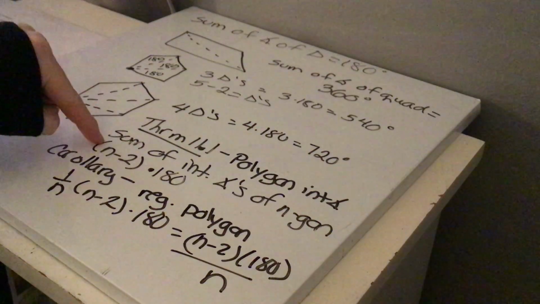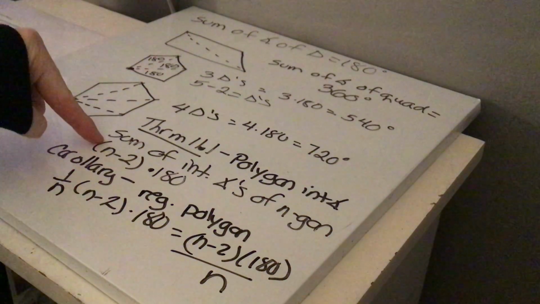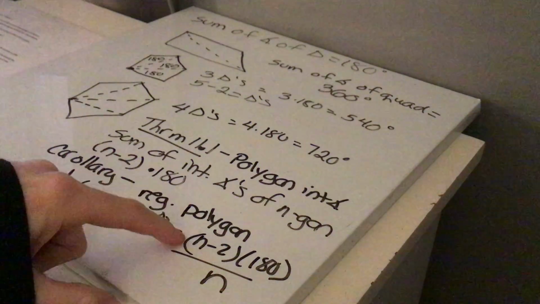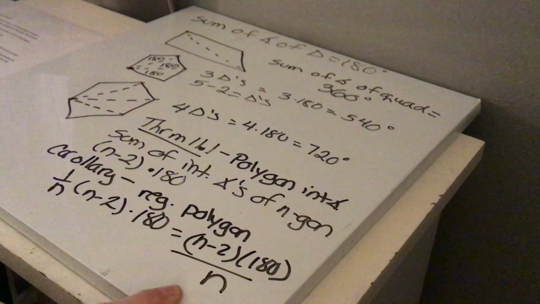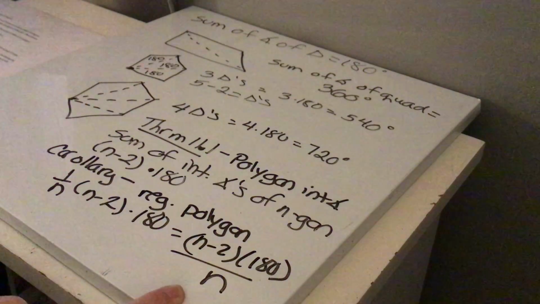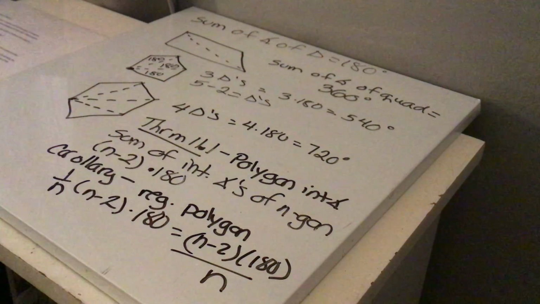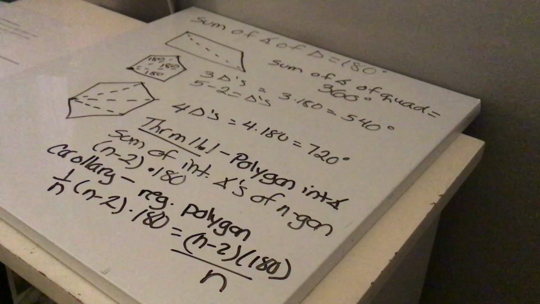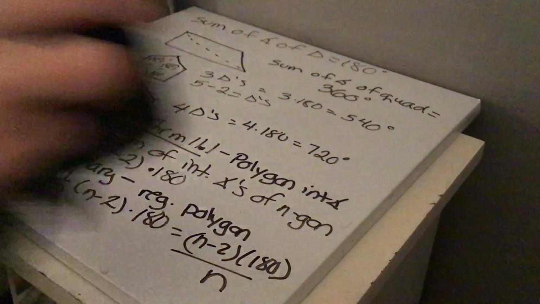Okay, because the sum of the polygon is n minus 2 times 180. But then if it's regular, all angles are the same. So you take the sum and divide by the number of sides or the number of angles, and you get what one angle is equal to. Okay? So that's our first theorem and its corollary.